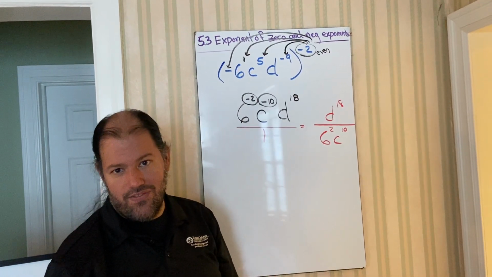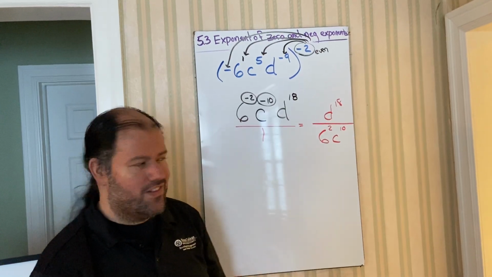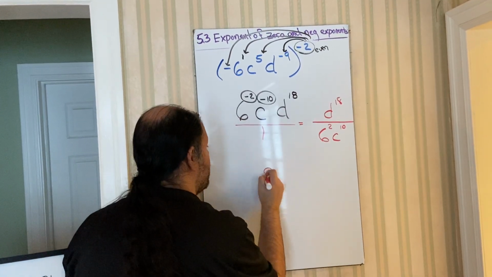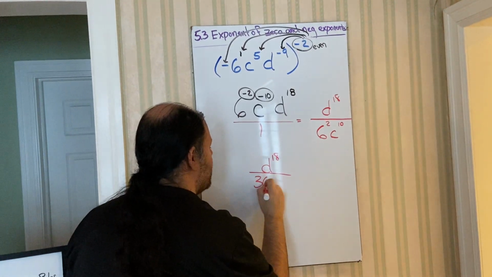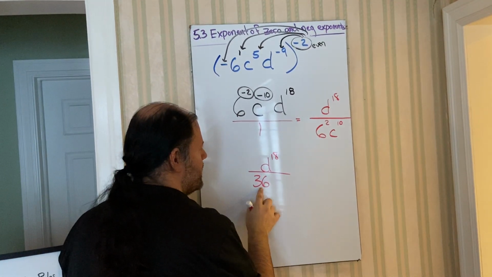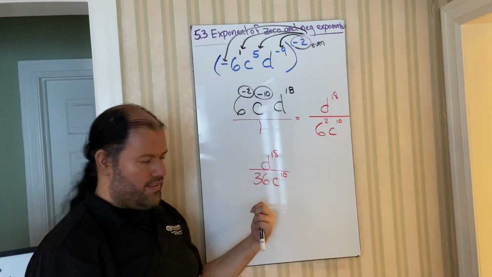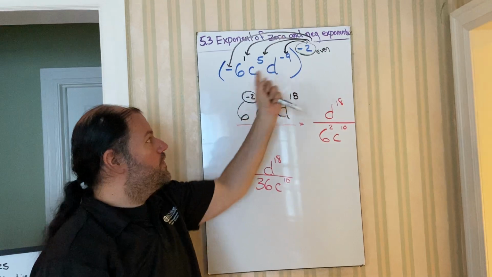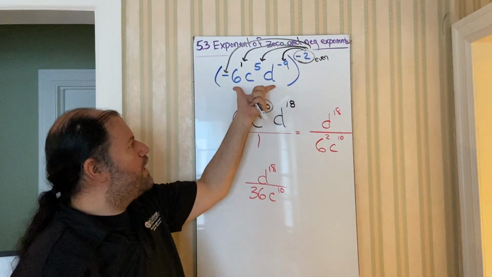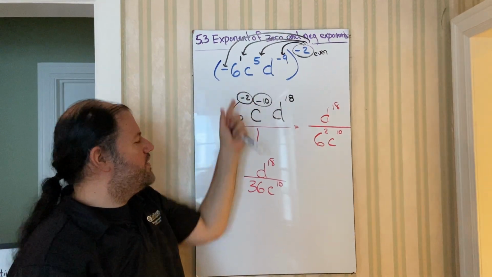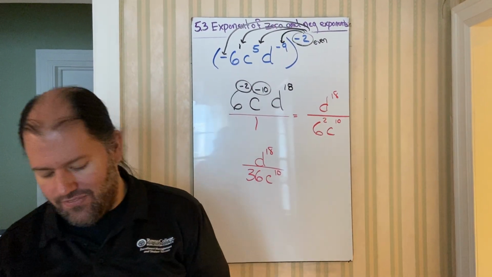How can I reduce or simplify? 6 squared, that's 6 times 6, which you know is 36. So you should write your final answer as D to the 18, 36 at the bottom, because that's where 6 squared was, and C to the 10th. Okay? So we were able to go through the 5 steps to make this simplified. See how complex that looked with all those negatives? See how much cleaner this looks now that we went through the 5 steps?